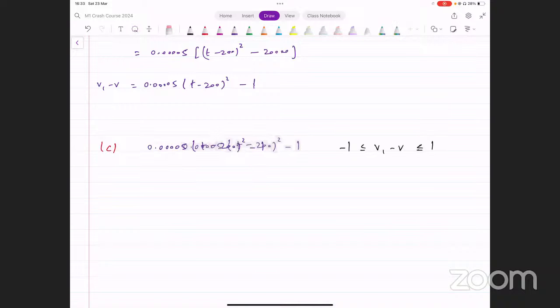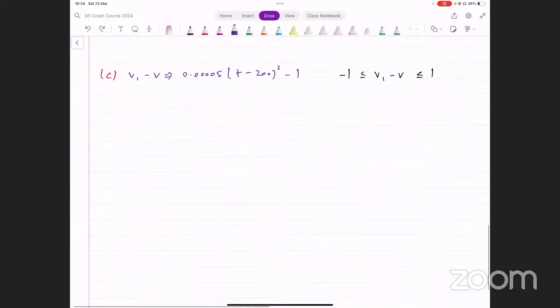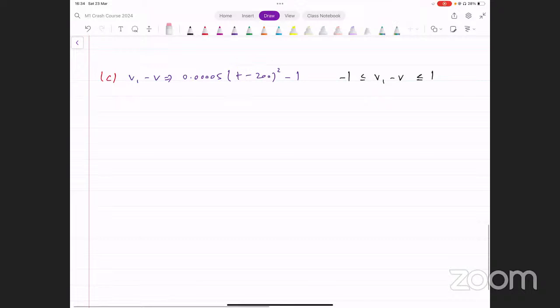So instead of thinking of it mentally like this, the other way to think about this is to say that since v1 minus v is equal to this quadratic expression, it's going to be a u-shaped thing, because the quadratic term, t squared, is positive. If the quadratic term is positive, the shape of this function, v1 minus v, is going to be quadratic like this, u-shaped.